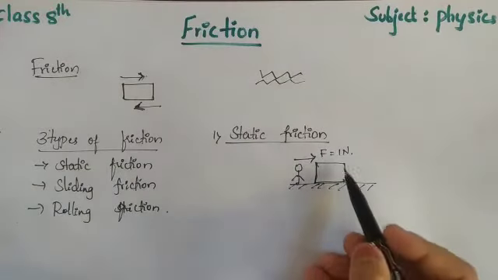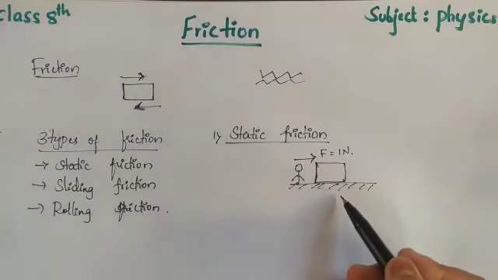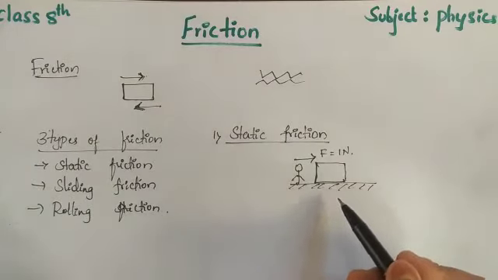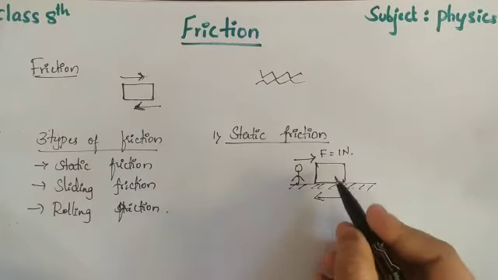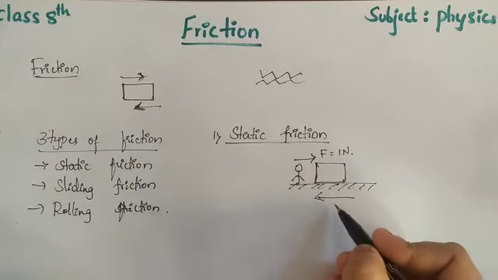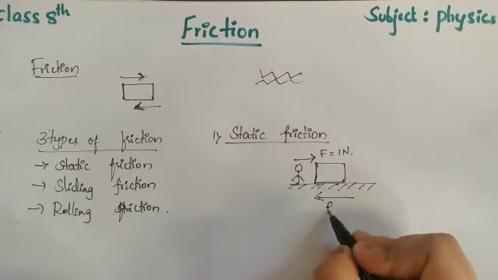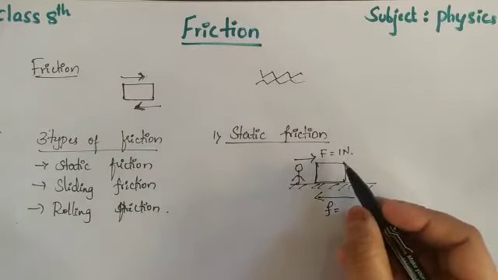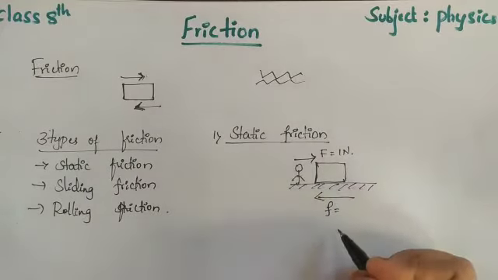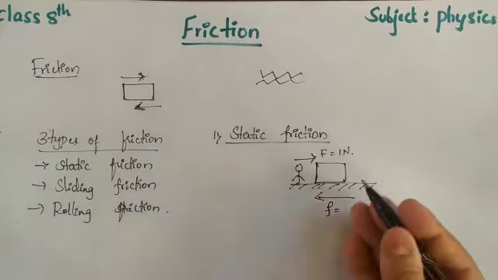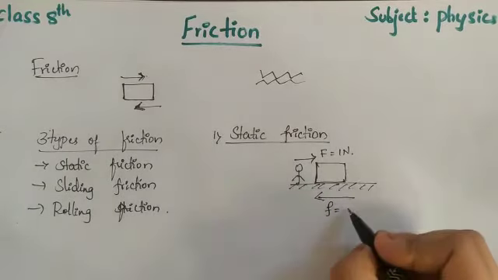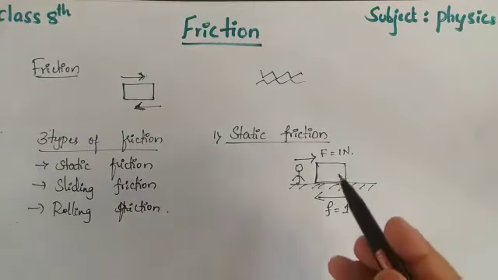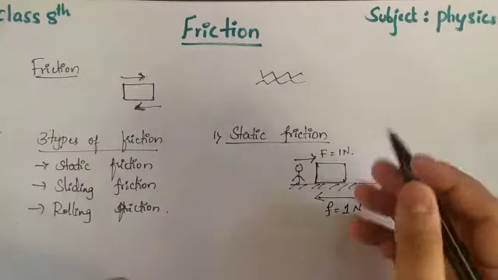If I apply force to the box, then there will be an opposite force acting on the box. That opposite force is known as frictional force, which I will denote by small f. That means the same amount of force you apply, the same amount of frictional force acts opposite to your motion. So it is also applying 1 Newton of frictional force opposite to the force which you are applying. Similarly, now you are going to increase it.